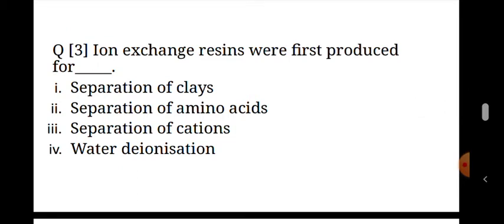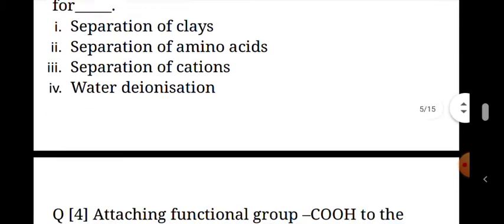Ion exchange resins were first produced for separation of clays, separation of amino acids, separation of cations, or water deionization? Well, the ion exchange resins were first produced for water deionization. They were prepared in the 1930s for water deionization.